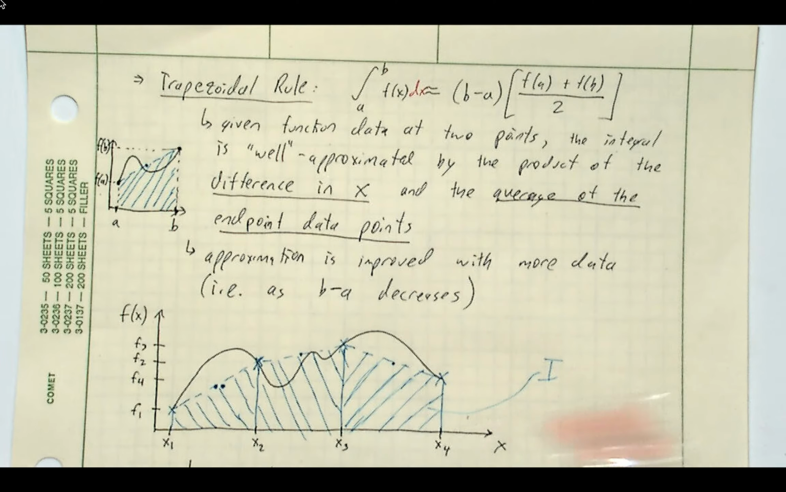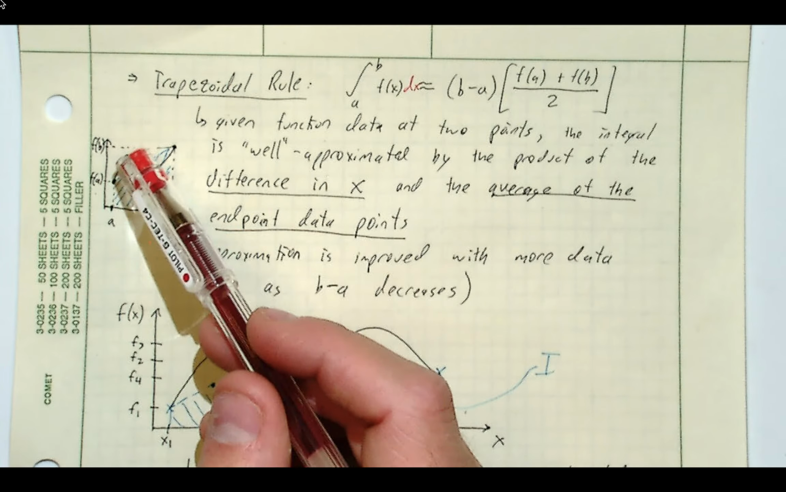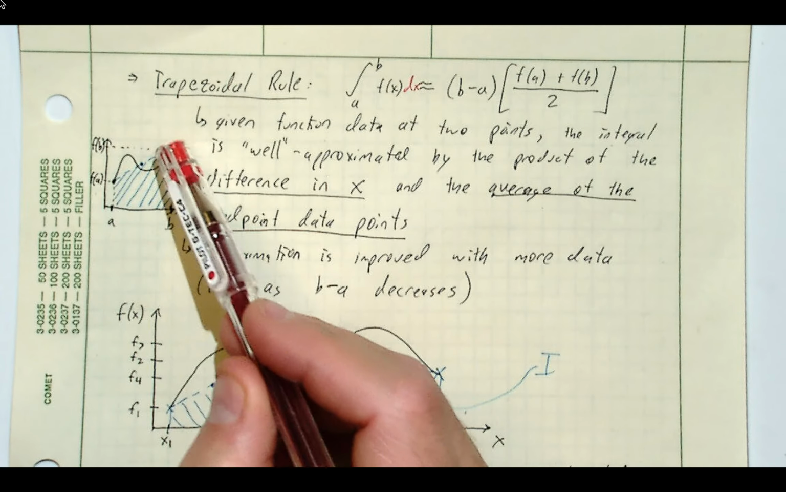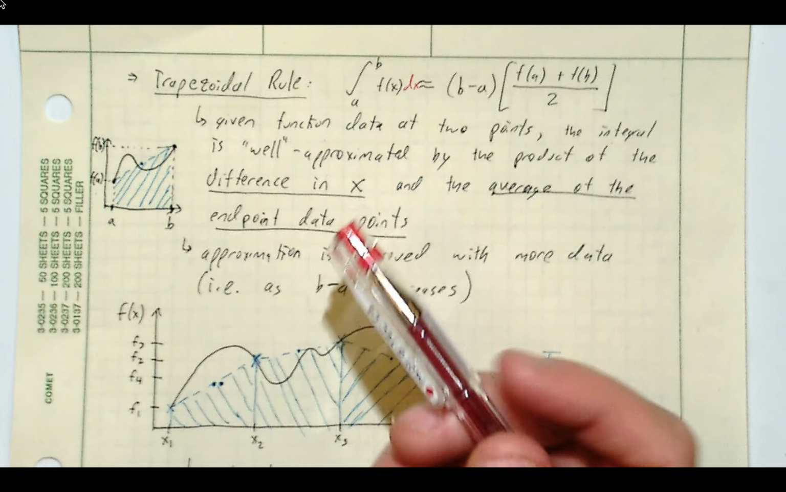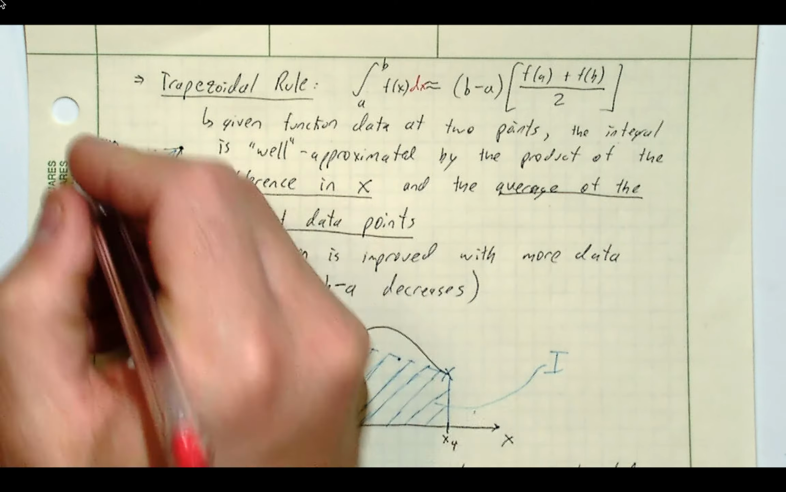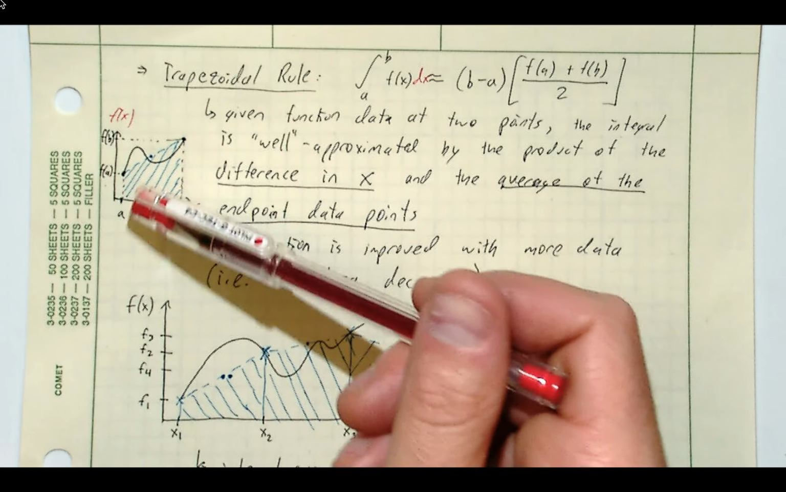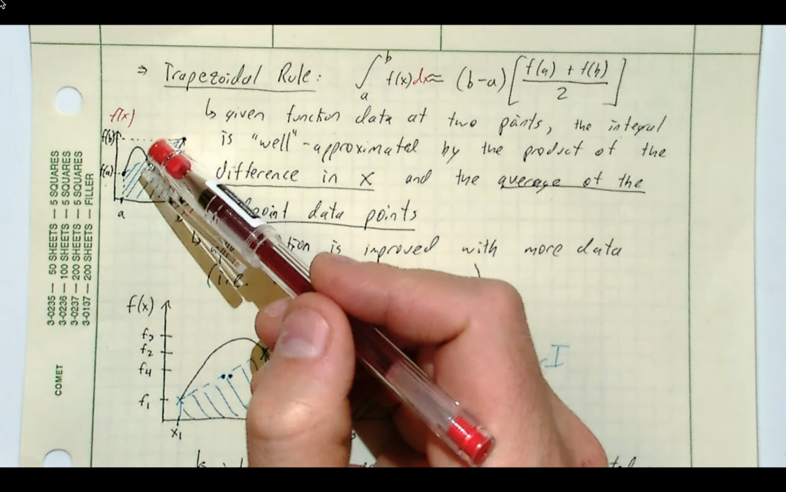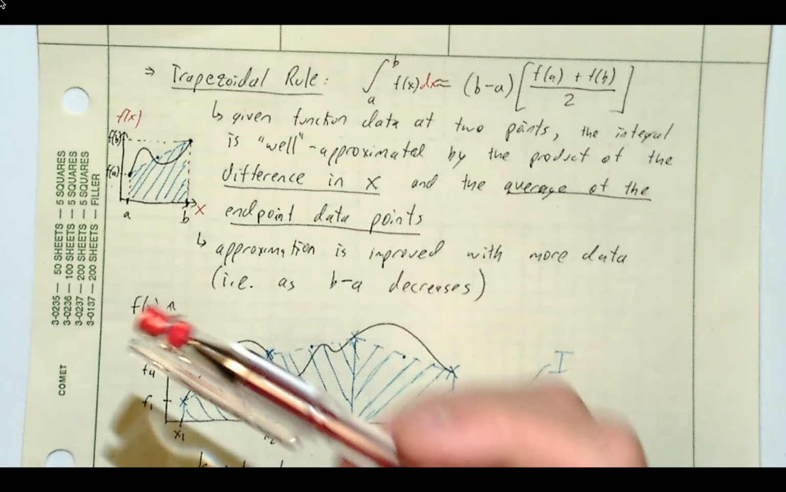So given functional data at 2 points, we can approximate the integral, the area under this black line, by a trapezoid made up of the 2 endpoints and then going down to the horizontal axis. So this is x, this is our f of x. You can see for this case, it's a pretty good approximation. We've undershot the area for this first part, but we've overshot the area on the second part, and they'll kind of cancel. And there's going to be some area here, but it's not too bad.